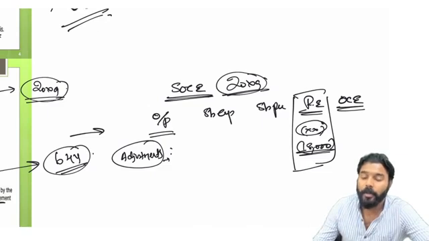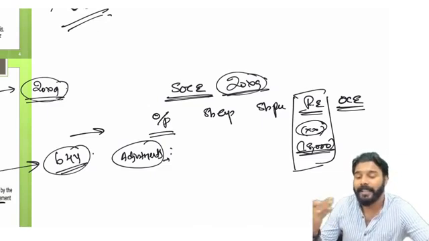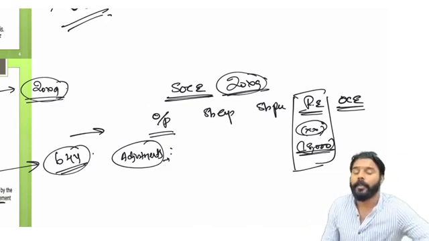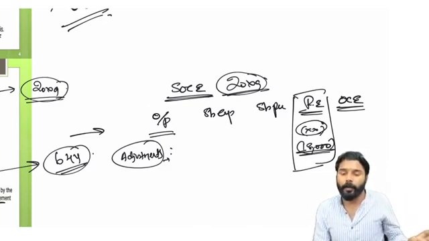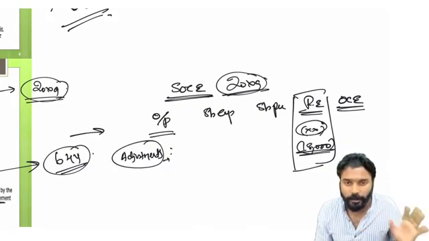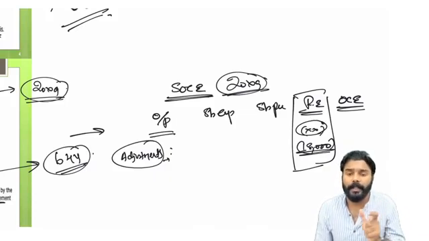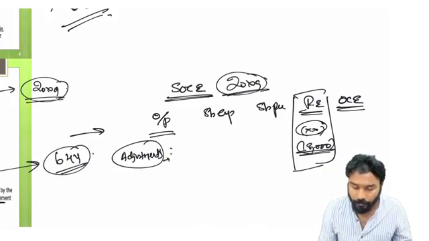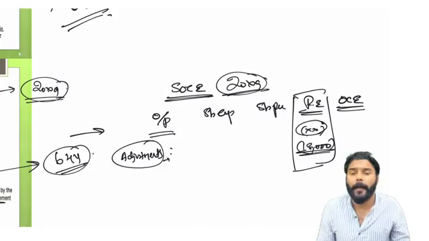So by doing so, we are making sure that we made the changes retrospectively. Whenever there is a change in accounting policy, we have to make the changes retrospectively. So this is how we'll make the changes retrospectively. Is it clear, everyone? Perfect.